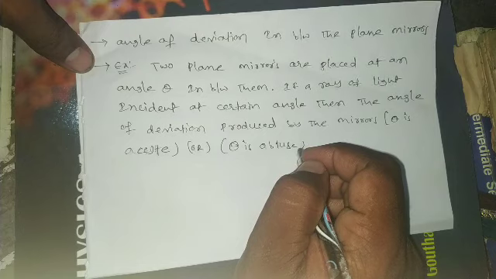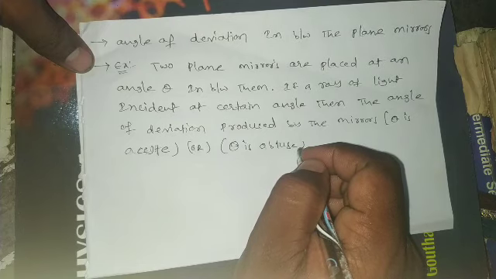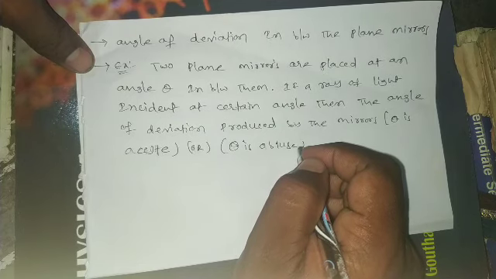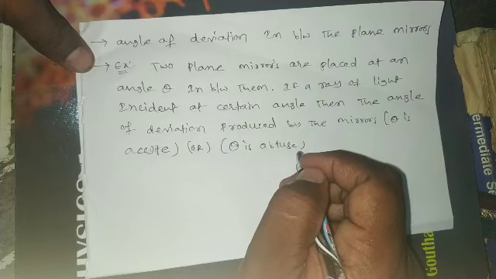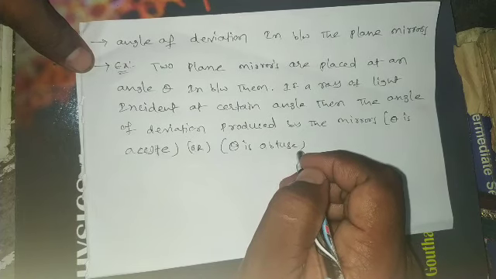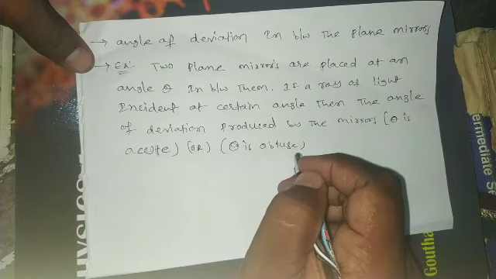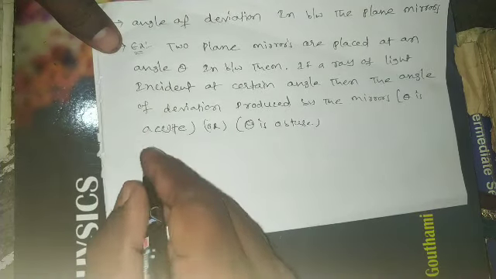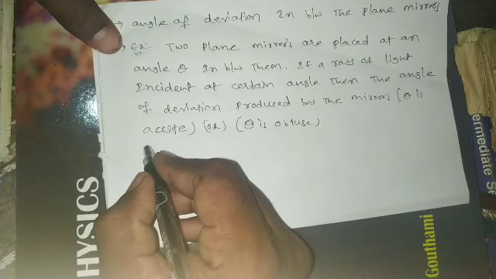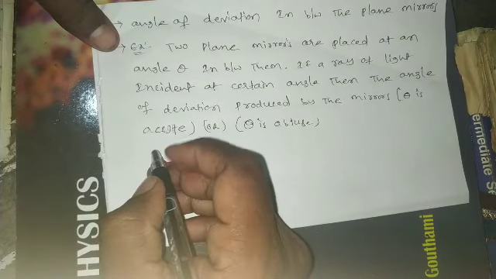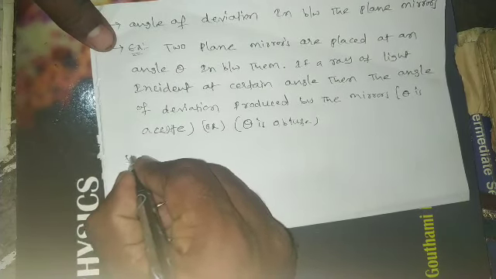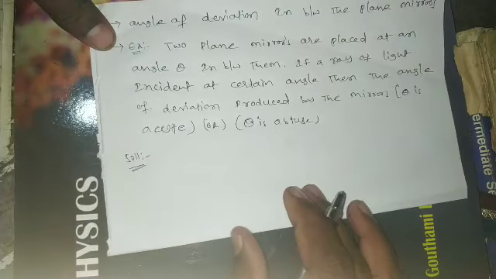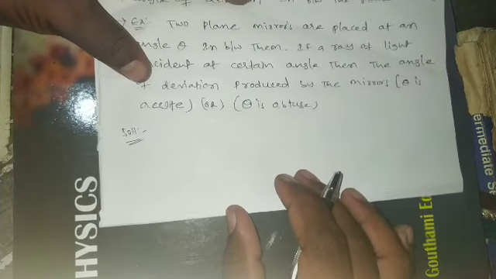So in between the two plane mirrors, the angle theta is there. A path of light coming from various directions is incident on two plane mirrors; then find the angle of deviation. This is the one assumption. Then find the angle of deviation between the two plane mirrors. Solution: let us consider two plane mirrors.